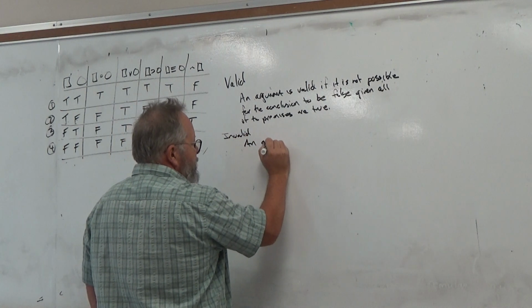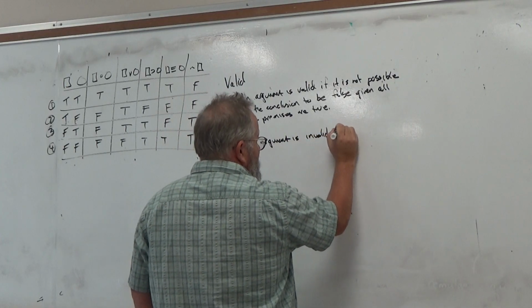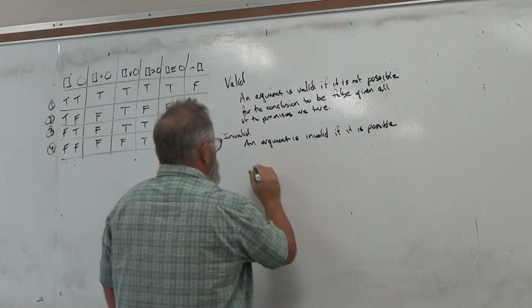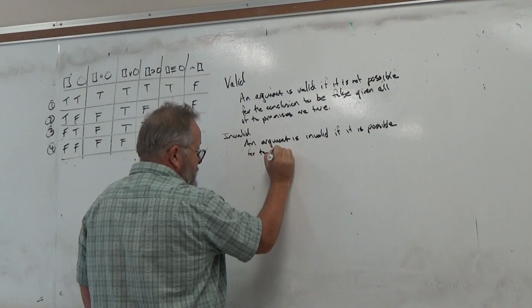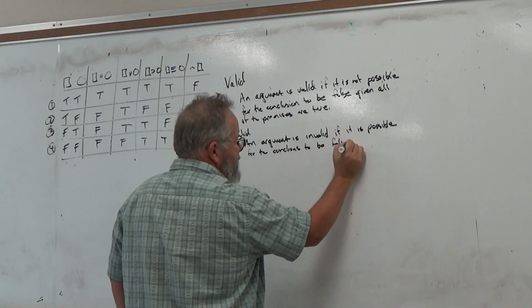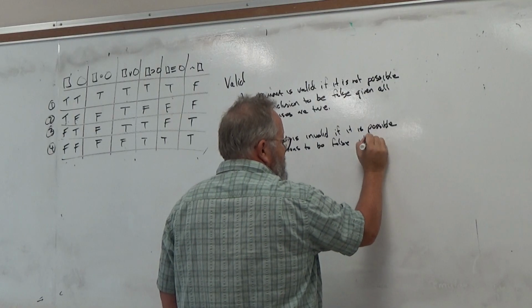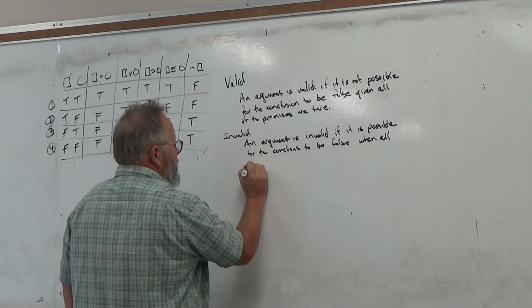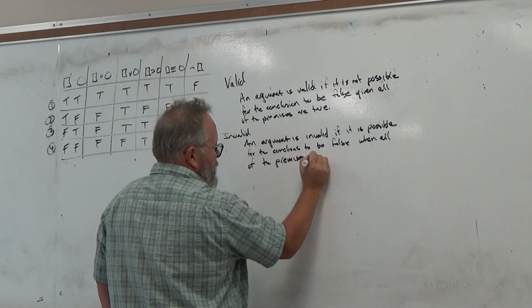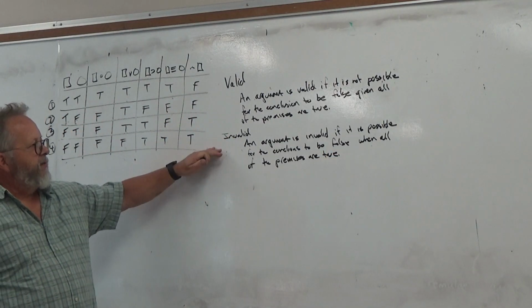An argument is invalid if it is possible for the conclusion to be false when all of the premises are true. Okay, so that would be invalid.